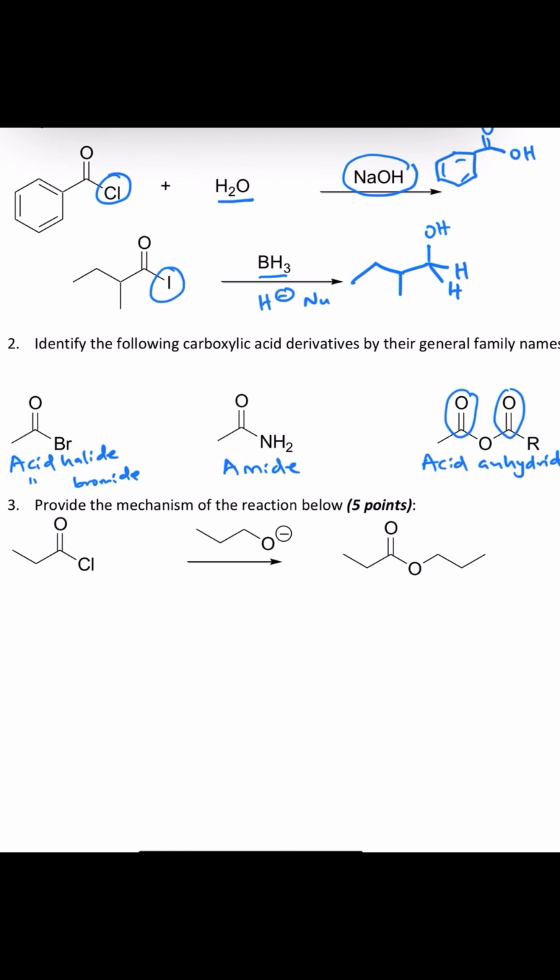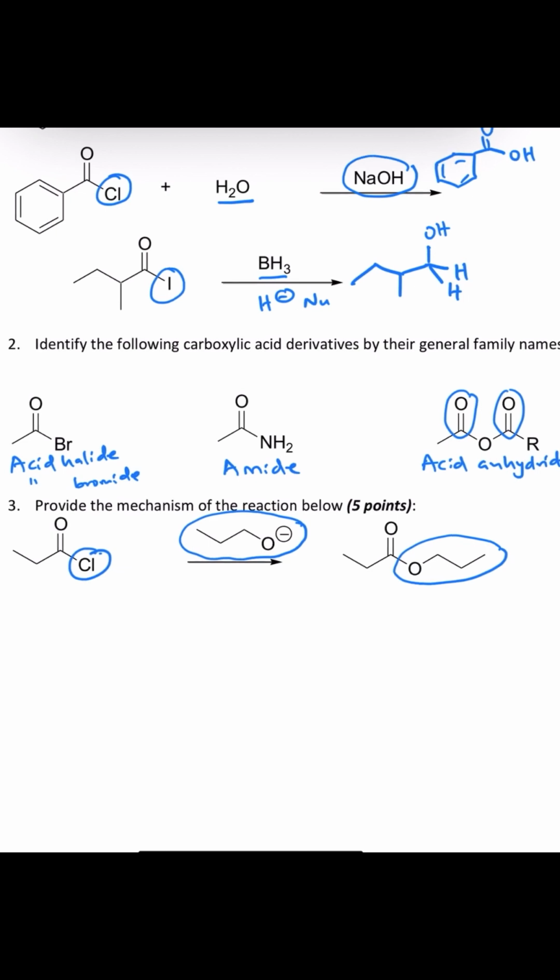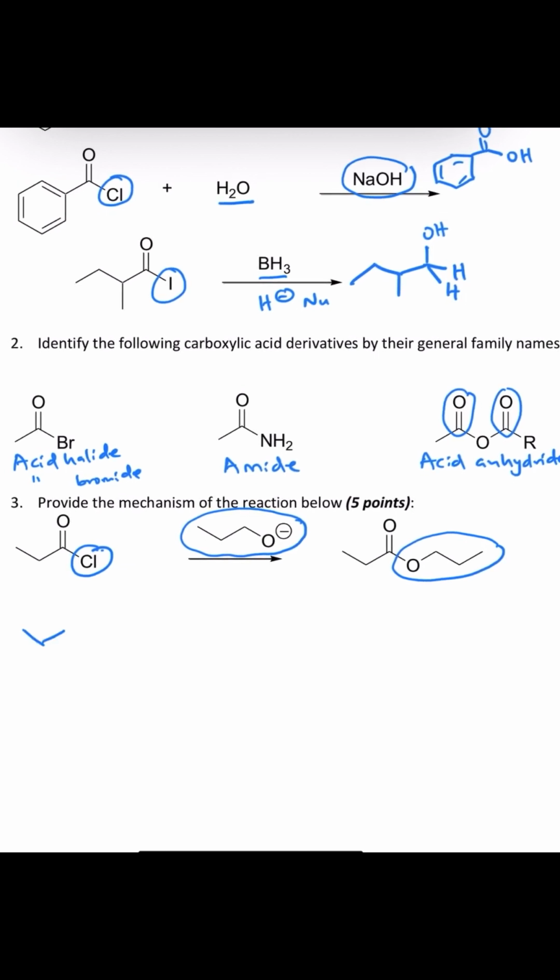Last one, provide the mechanism for this reaction, and we see that this leaving group at the acyl position is being replaced by the nucleophile, the alkoxy nucleophile, and you end up with the nucleophile occupying the leaving group position. So what happens in this reaction is you start with the acid halide, plus I'm going to rewrite the alkoxy group like that. So I still have the same number of carbons, 1, 2, 3, 1, 2, 3.